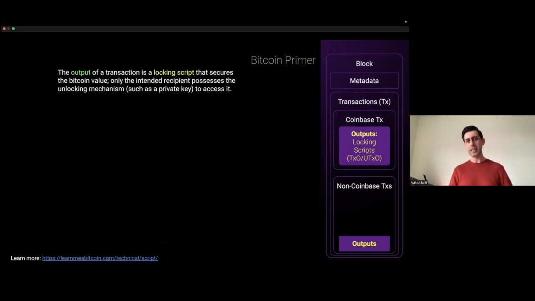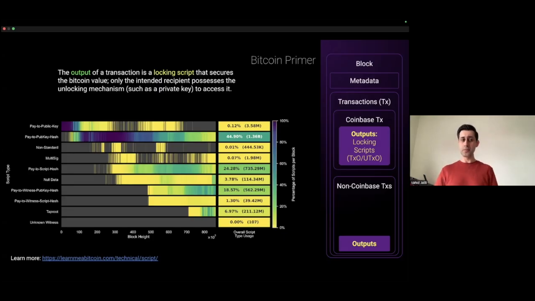Each transaction has outputs, and outputs are locking scripts. They basically define the criteria or the condition that you need to satisfy in order to use the coins that were locked. You need to show that you own the private key associated with the public key for that specific locking script. There are many different locking scripts, and this plot shows their popularity and how they gain popularity over time or how they drop in popularity.